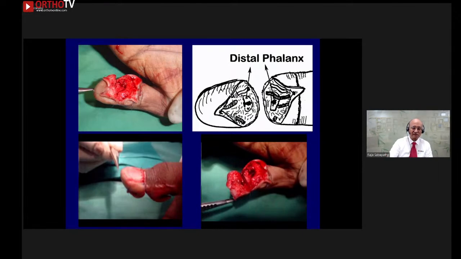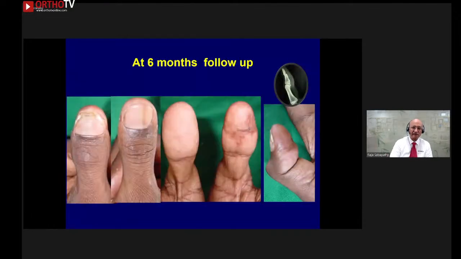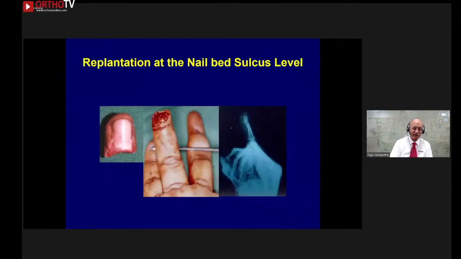And all of us know that the distal phalanx is so adherent to the nail bed. Once you suture the nail bed nicely, I think you get a very good bone approximation. Also, this is one patient where at 6 months follow-up, the bone has also united.